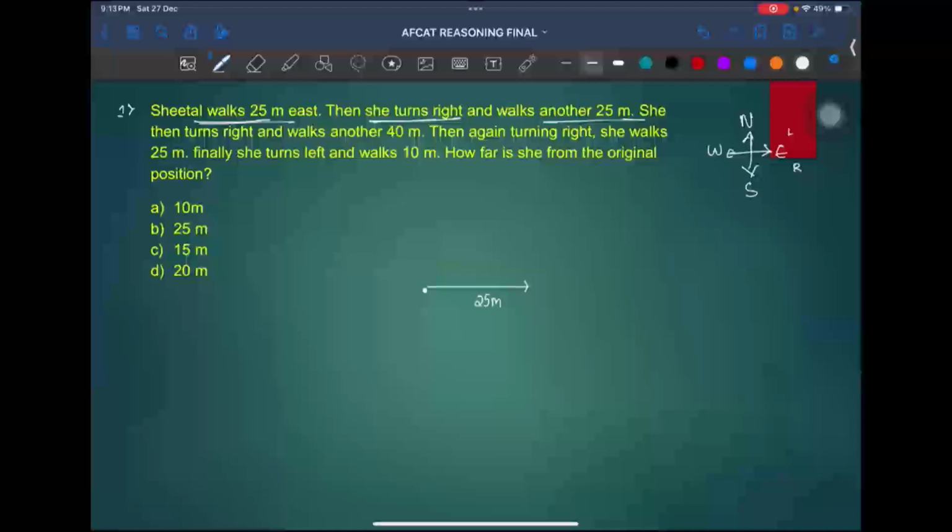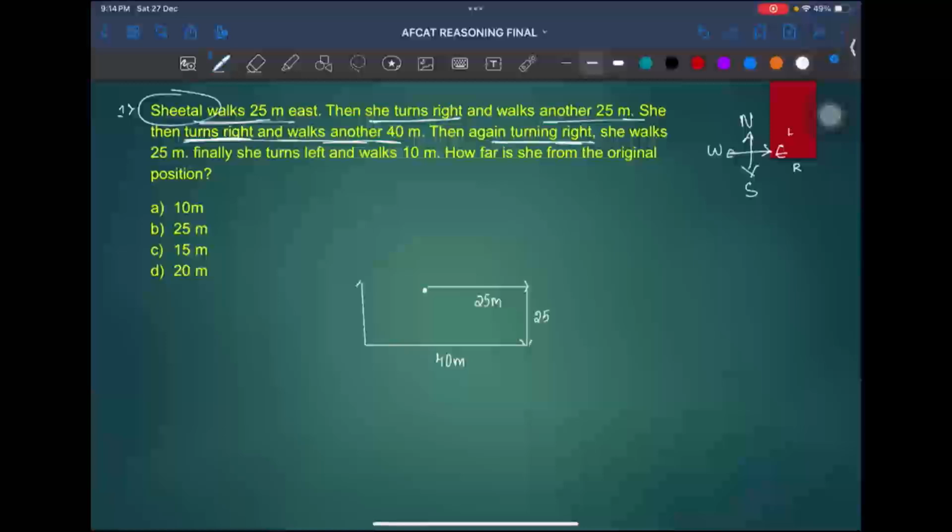You just need to place yourself in the place of Sheetal and try to replicate. So what will be the right side? It will be towards down, in the sense towards south, and she walks another 25 meters. From there, she turns towards right and walks another 40 meters. What will be the right from south? It will be towards west. That is how much she will be walking: 40 meters.